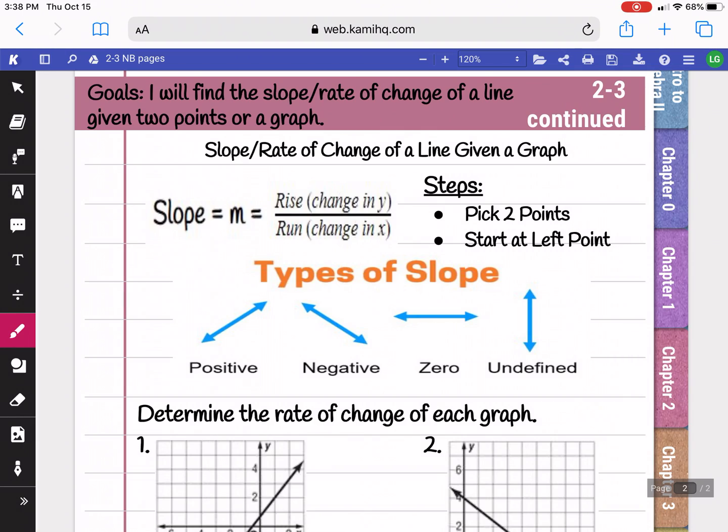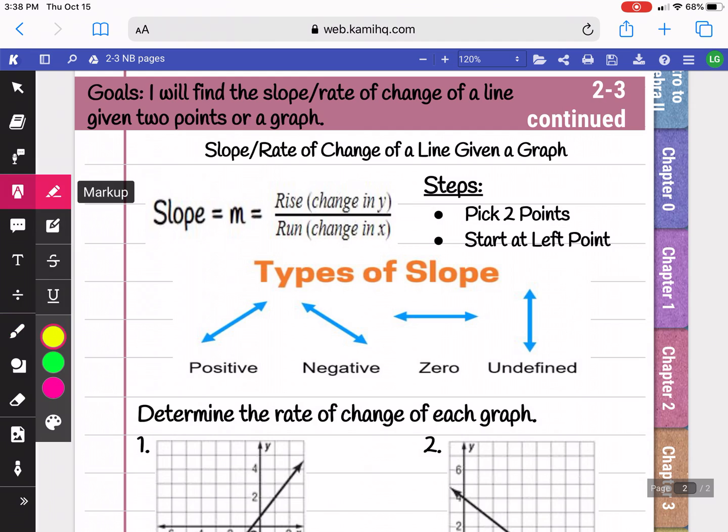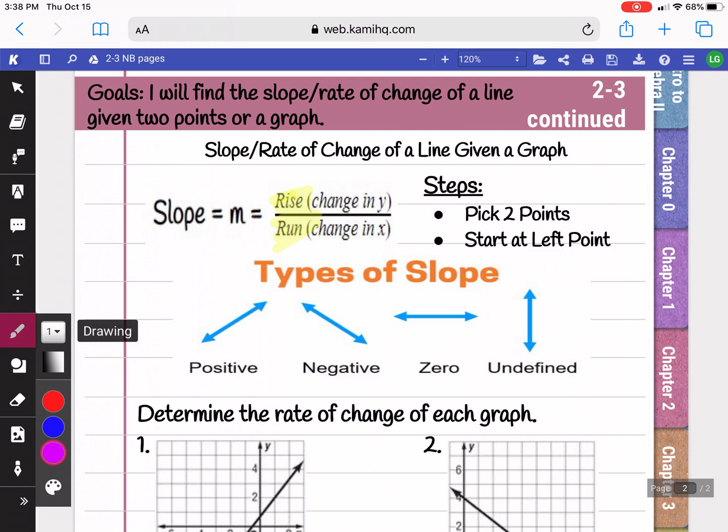We're going to continue. Now we're going to be finding the slope or rate, but when given graphs. So when you're given a graph and you're finding slope or rate, just remember your phrase rise over run. So your rise is your change in y, your run is your change in x. When you're thinking rise, you're thinking up and down. When you're thinking run, you're thinking left to right.